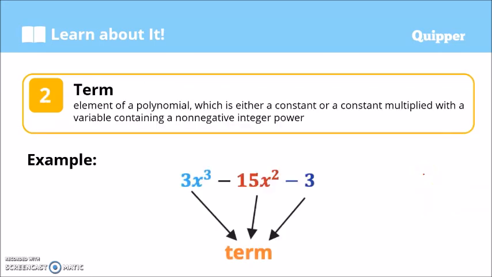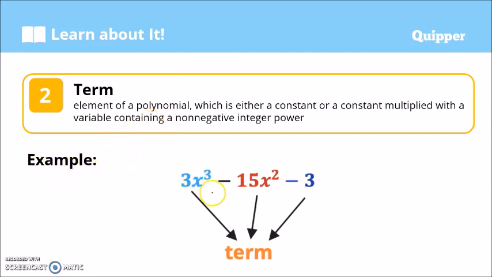Next, we have what we call term in a polynomial. So, a term is an element of a polynomial which is either a constant. Pwede siyang constant lang. Ibig sabihin yung number lang na walang kasamang variable. Or pwede siyang a constant multiplied with a variable containing a non-negative integer power. Terms are usually separated by plus and minus sign.